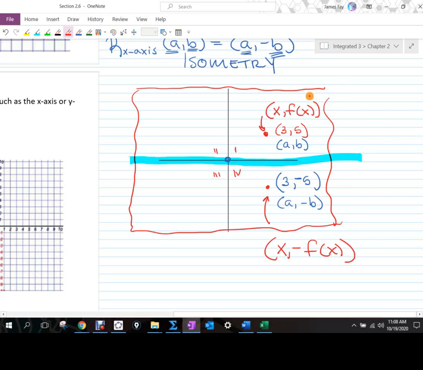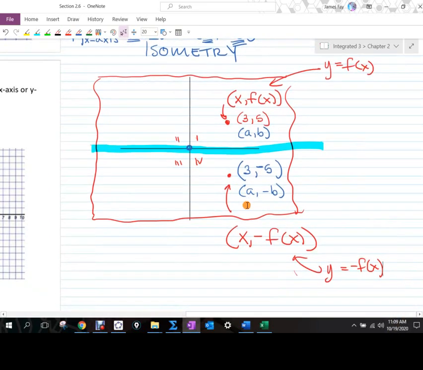Okay? So what's that allow me to do? Well, coming here, the rule would look like y equals f of x. Down here, the rule is going to be y equals the opposite of f of x. And why do I say that? Okay? If you start with some function, let's say I start with y equals x squared. That's a function. And I want to graph y equals the opposite of x squared.